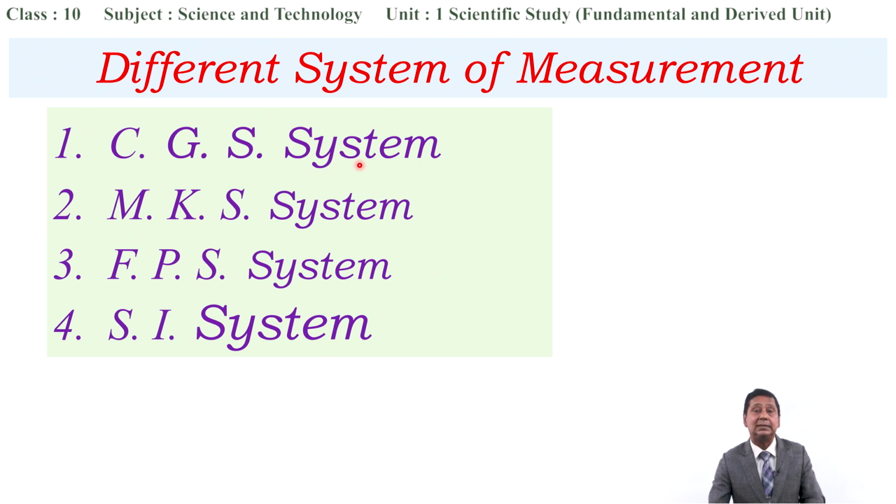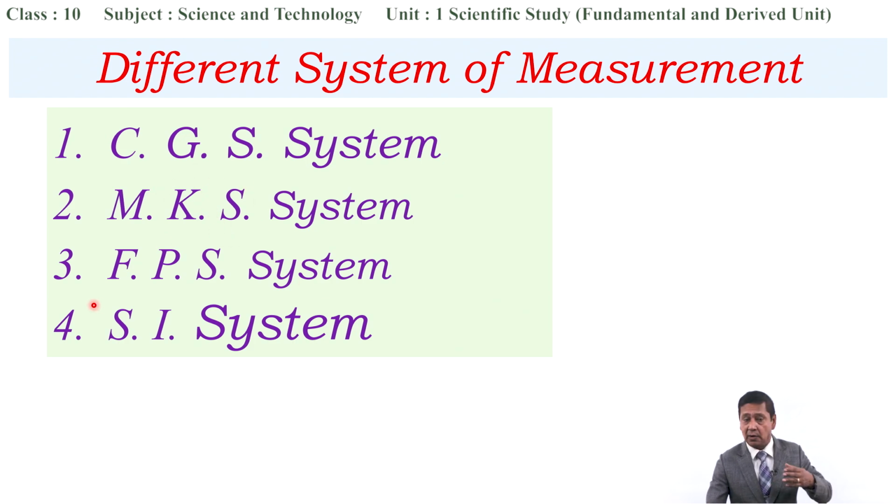Now, what is the CGS system? This is a system of measurement in which length is measured in centimeter, mass is measured in gram, and time is measured in second. C, G, S represents the same. In the same way, what is the MKS system of measurement? This is a system of measurement in which length is measured in meter, mass is measured in kilogram, and time is measured in second.